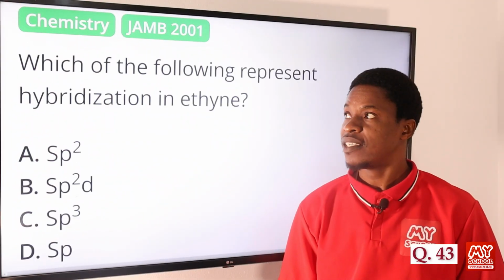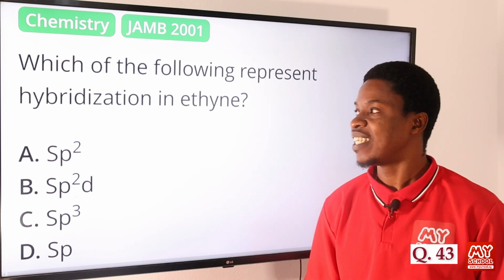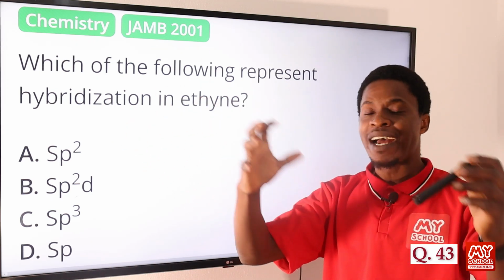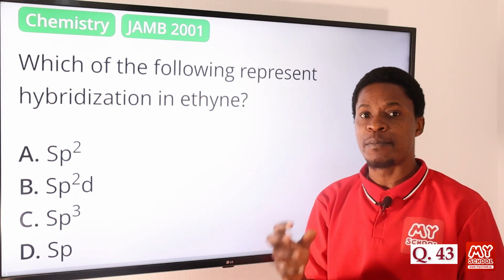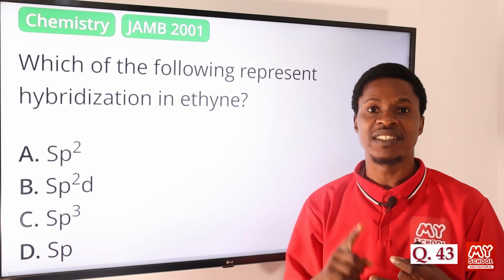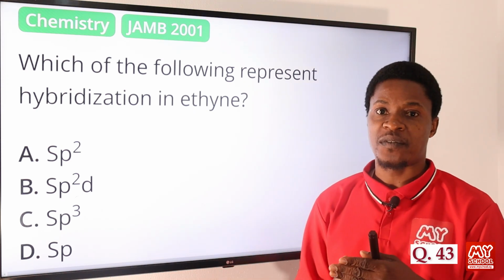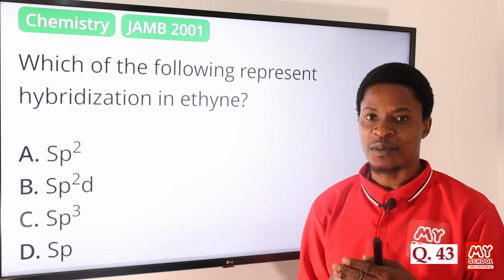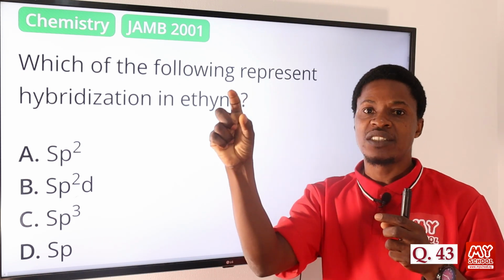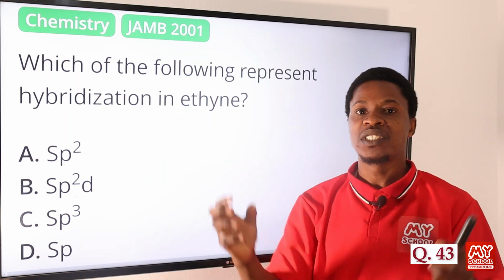Question number 43. Which of the following represents hybridization in ethyne? What is hybridization? Hybridization has to do with the mixing together of orbitals. When we talk of orbitals, we have the s orbital, the p orbital, the d orbital, the f, and so on. Those are the orbitals that we have commonly. So when you have one s mixing together with a p orbital or with d or with f and so on, we say we have hybridization.